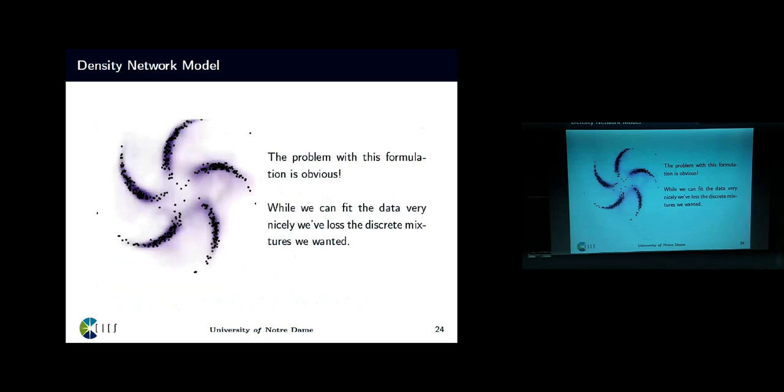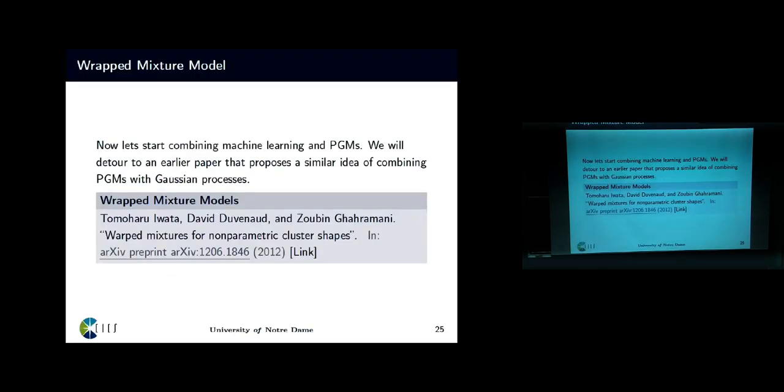Now, of course, the issue with this is obvious. We've lost all sort of categorizing. Sure, we can fit this very nicely and get very nice densities where the actual data is, but in the way of classifying the different actual clusters, we're out of luck. All right, so now we're going to switch papers to this later paper from 2012. We're going to be talking about a general approach called mixture models.